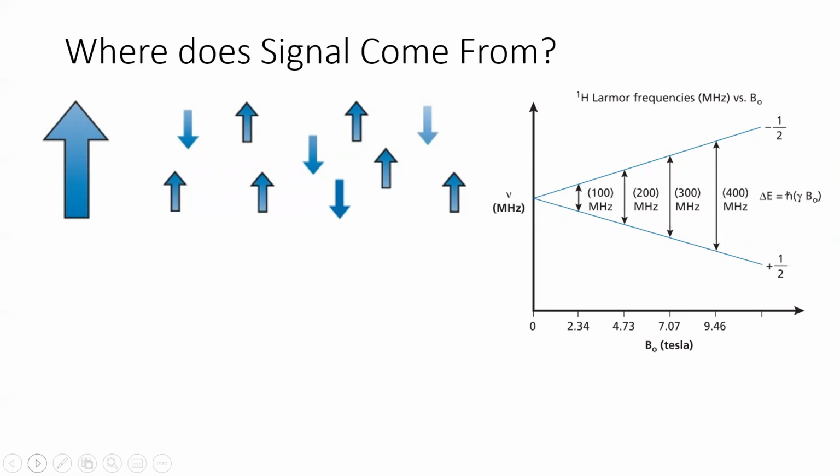So what's happening when we put something in an NMR? First, in this image, this big arrow is our B naught. This is the applied magnetic field. And then all of these are supposed to represent the nuclei.